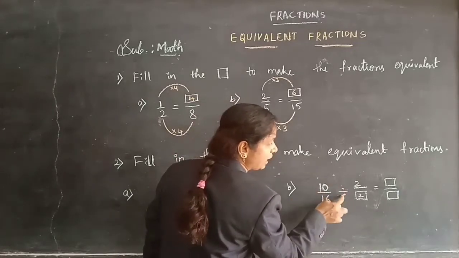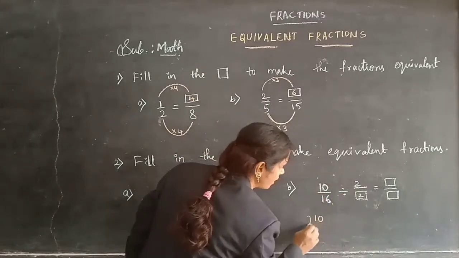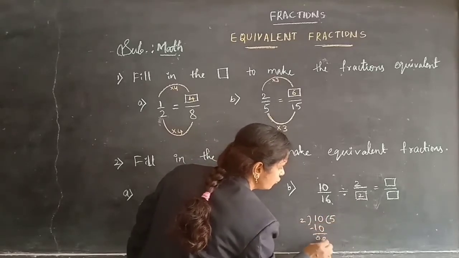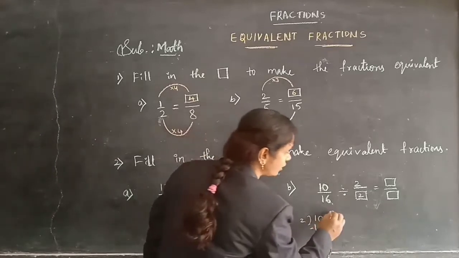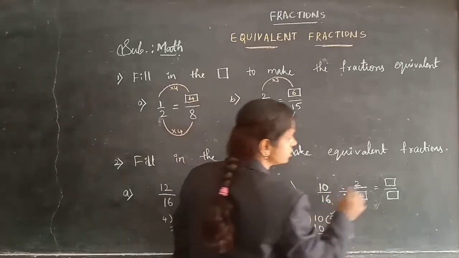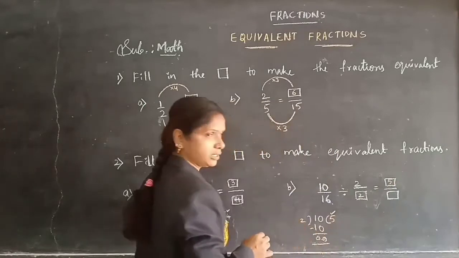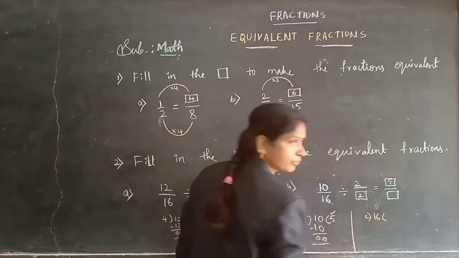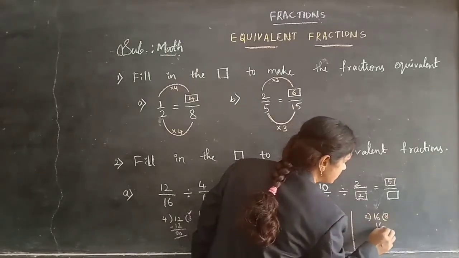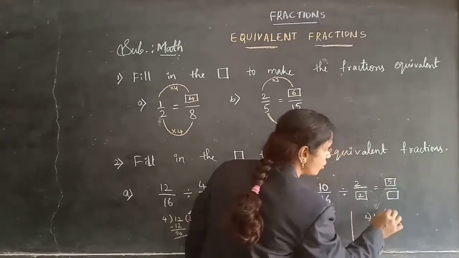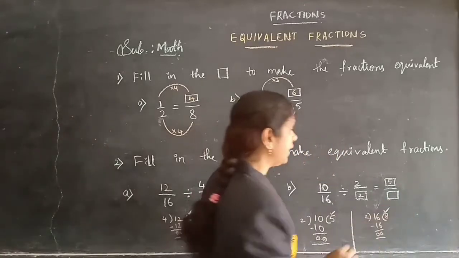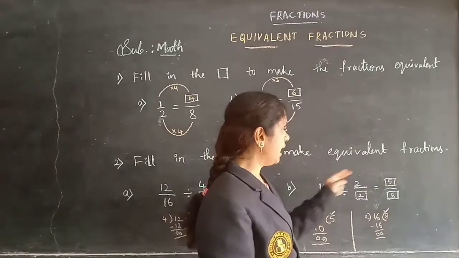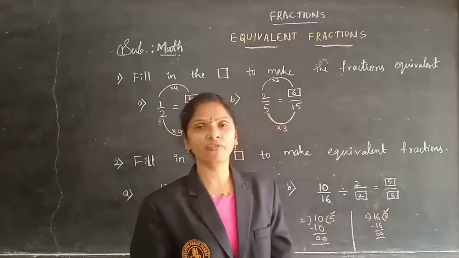Now you divide 10 by 2. When you are dividing 10 by 2, 2 5s are 10. So what answer did we get as a numerator here? 5 is the numerator. Now coming to here, you are dividing 16 by 2. So 2 8s are 16. So what answer did we get here? 8. So 8 is the denominator. It means 10 by 16 and 5 by 8 are equivalent fractions.